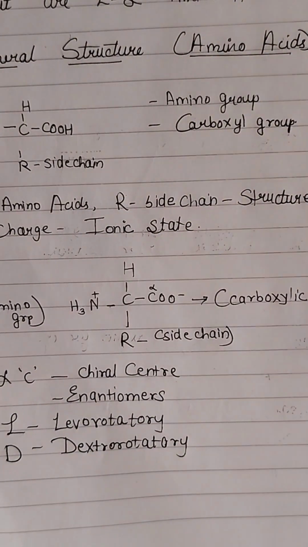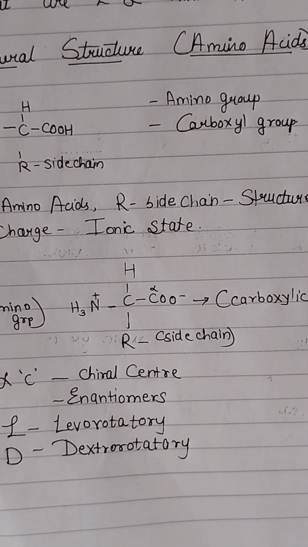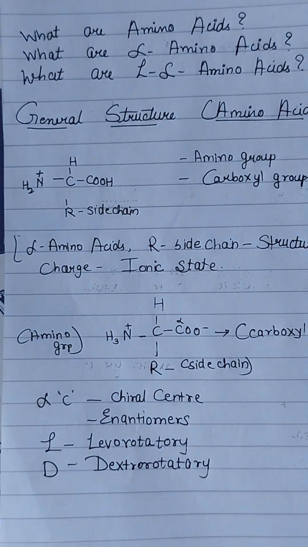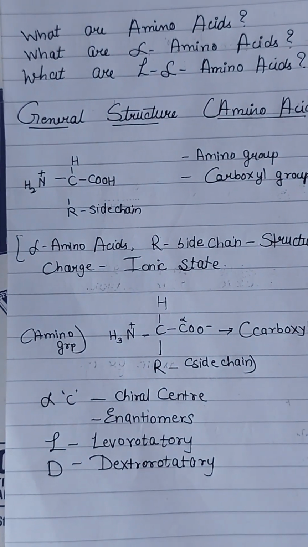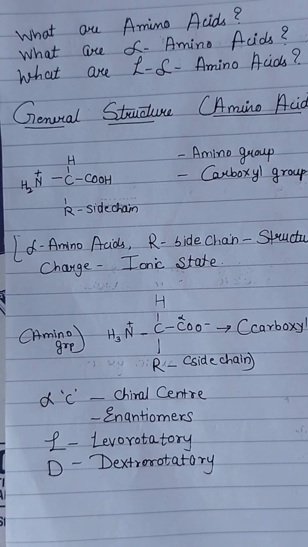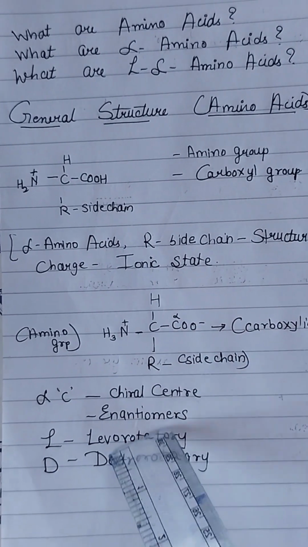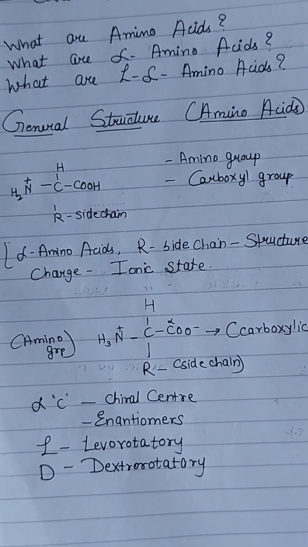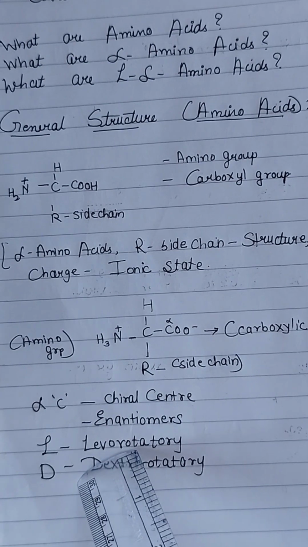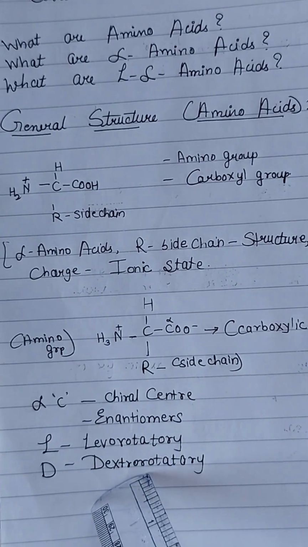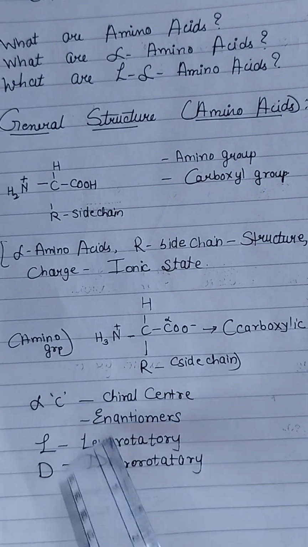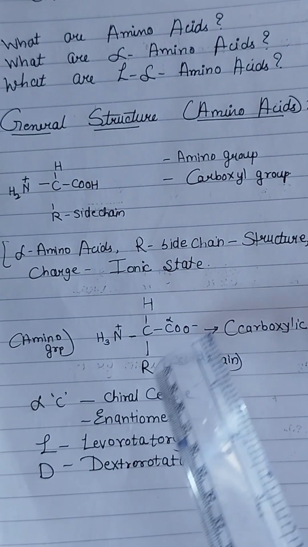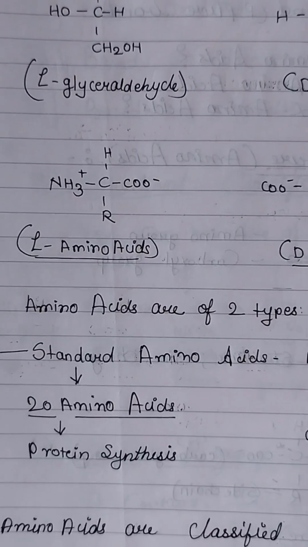Because of this tetrahedral arrangement of the alpha carbon atom, the 4 different groups can occupy 2 unique spatial arrangements, and thus amino acids have 2 stereoisomers which are optically active and mirror images of each other, and so they are called enantiomers. Now amino acids are of 2 types: levorotatory, that is L amino acids, and dextrorotatory, that is D amino acids. L stands for levorotatory, rotating the plane polarized light to the left, and dextrorotatory rotates the plane polarized light to the right.